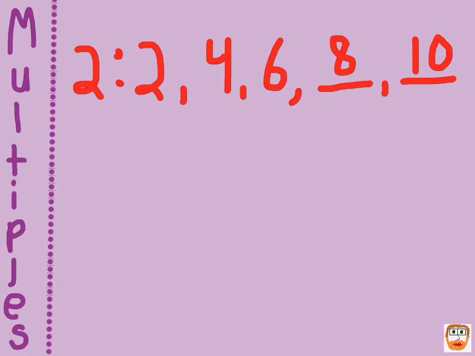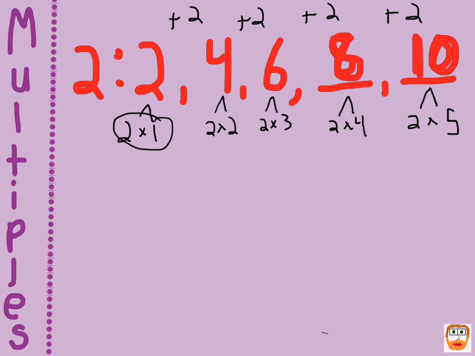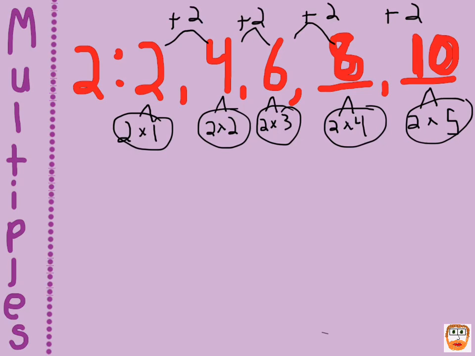So let's go ahead and see here that indeed this is multiplication and repeated addition, because down here at the bottom, I see 2 times 1, and 2 times 2, which is 4, and 2 times 3, which is 6, and 2 times 4, which is 8, and 2 times 5, which is 10. That's the multiplication. Looks like it's following a pattern. And up here, we're simply adding the number 2. 2 plus 2 is 4, and 4 plus 2 is 6, and 6 plus 2 is 8, and 8 plus 2 is 10. There is a pattern, and there's a rule. And each one of those numbers are multiples.